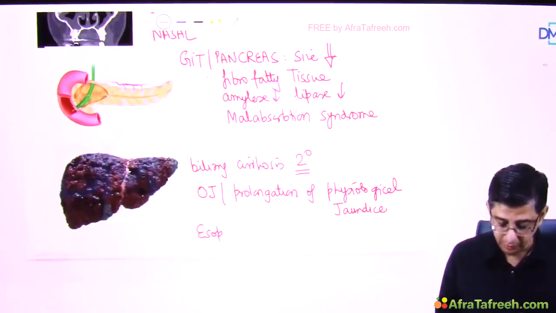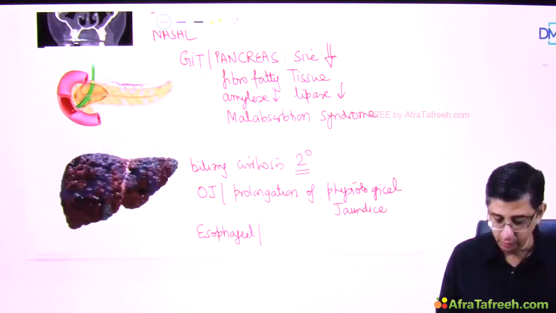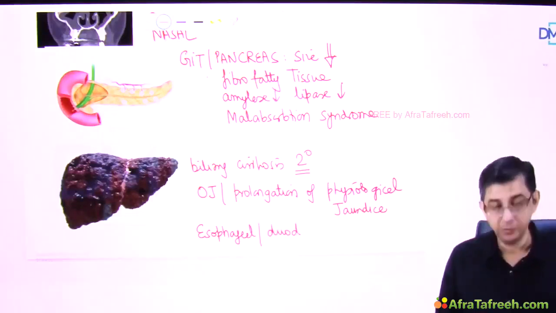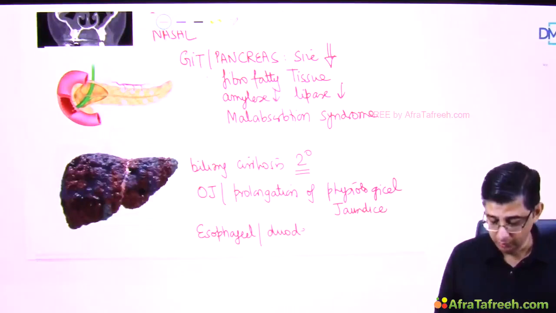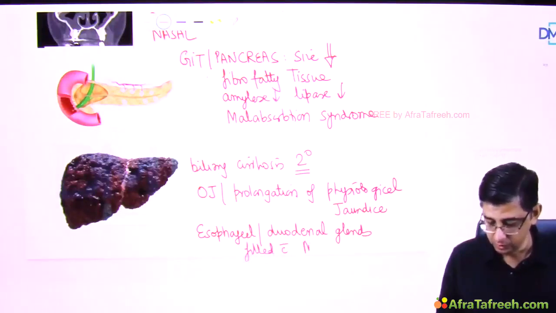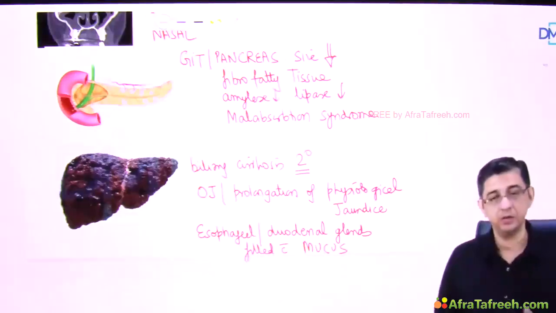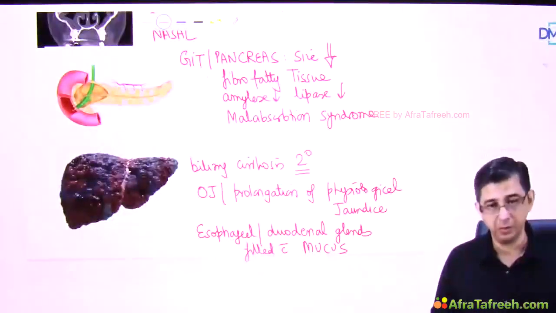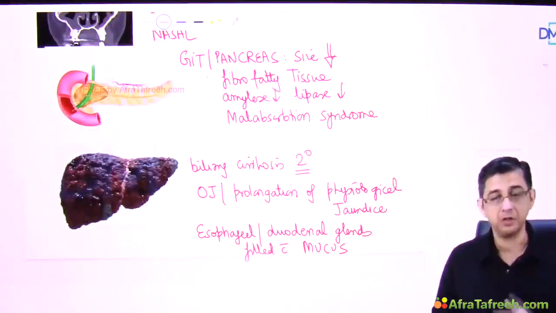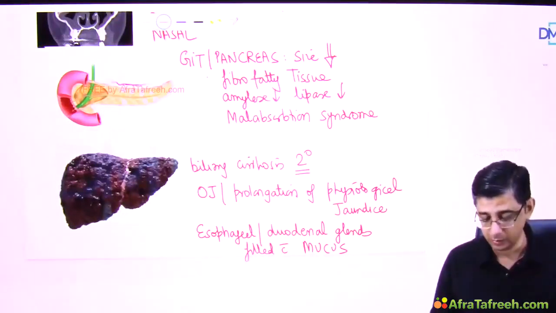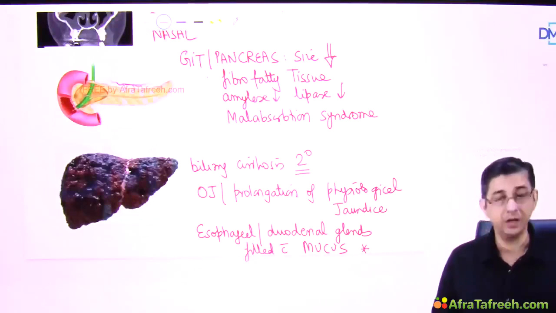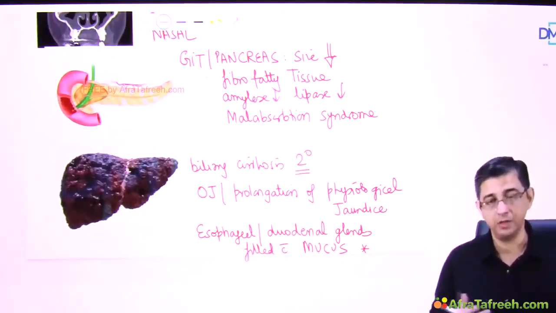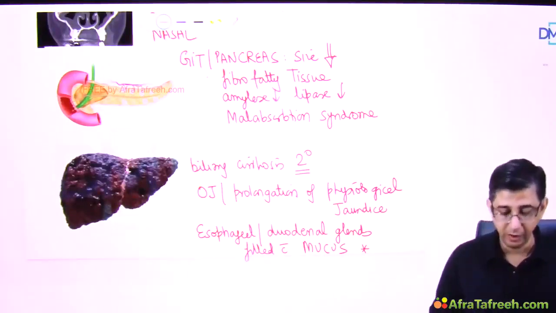When it comes to the GI tract per se, the esophageal glands and the duodenal glands, like in the duodenum, you have crypts of Lieberkühn, where you have Brunner's glands. So all these glands are also going to malfunction, and they are mainly filled only with mucus. Their normal secretions are not there, and the end result for this would be that the Brunner's glands are not able to neutralize the acid coming from the stomach. So therefore, incidence of epigastric pain and duodenal ulcers can also occur in these patients, because normally Brunner's glands produce alkaline secretion, which is going to neutralize the acid coming from the stomach, and that will definitely not happen in these patients.